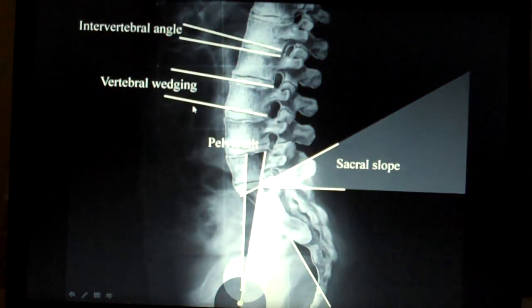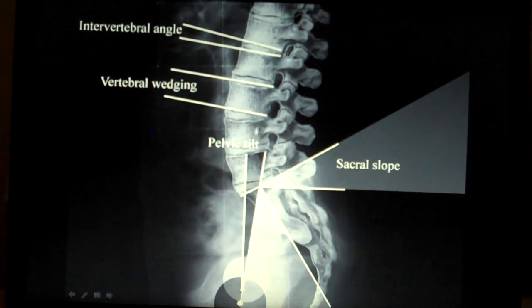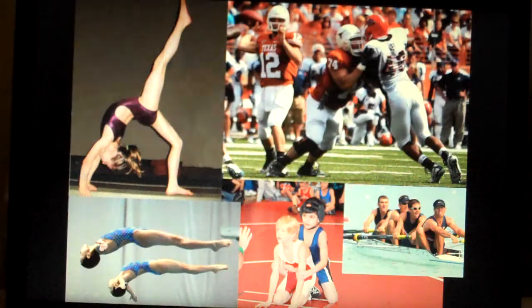And because of this tremendous lordosis that we have, it puts a big extension force on the bottom portion of the spine, the most inferior portion of the spine. And I think that's what causes the pars fractures. But I may be wrong. This is my personal theory.